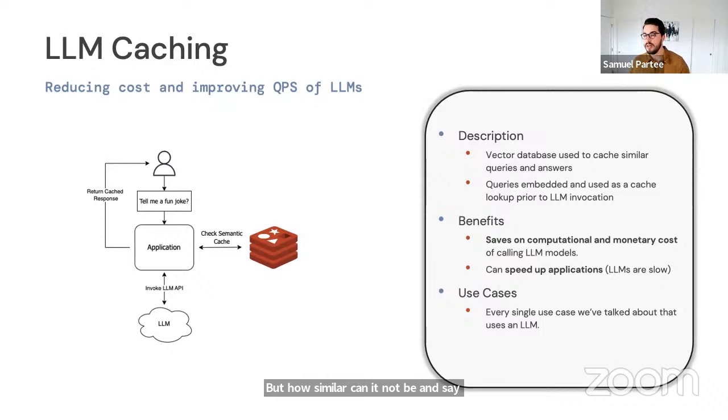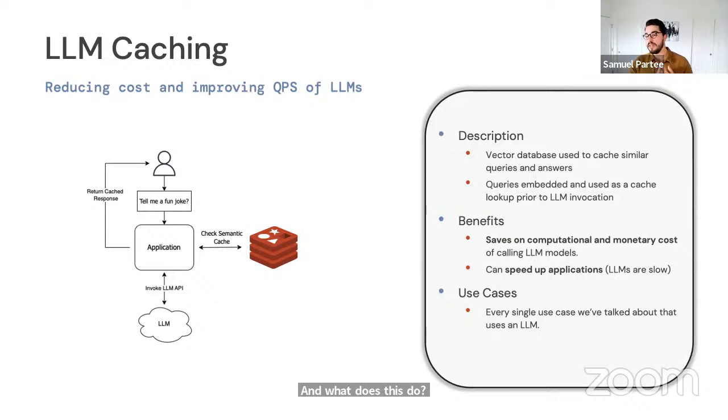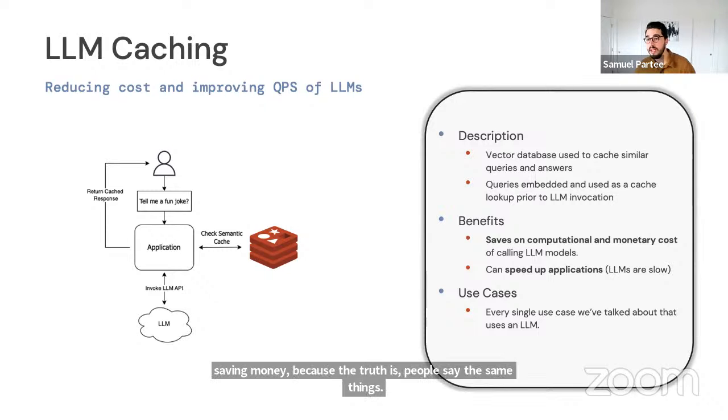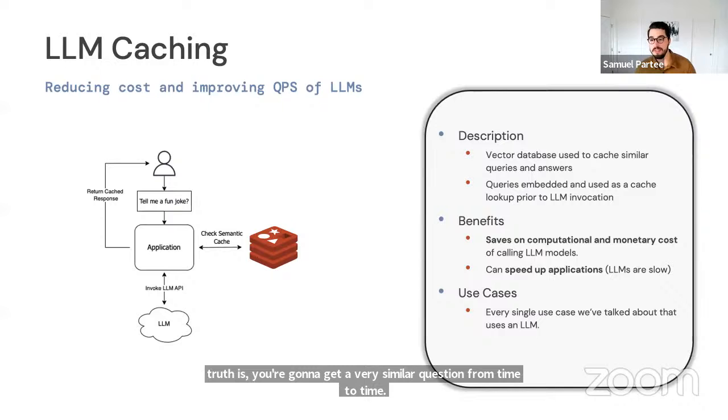It saves computational costs. That's one of the big things. Every time you do one of these lookups, you create an embedding, 0.002 cents if you're using OpenAI and Ada. And then it also invokes an LLM, which, depending on the model you're using, may be somewhat expensive. And so you're going to save on costs. We've seen people deploy it and immediately start saving money, because the truth is people say the same things. People ask the same questions. If you're building something that answers questions on a website, you're going to get a very similar question from time to time. And so returning the same answer is actually even better.